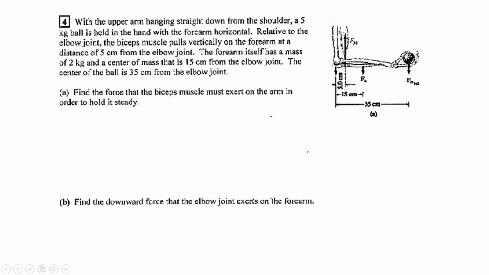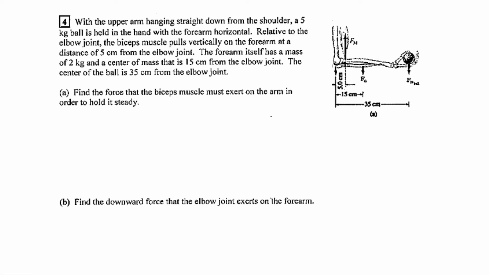Okay, next problem in our long worksheet, it involves your arm. So here we've got a very crude model of how your arm works. We've got the elbow joint here. We're imagining we've got our upper arm here vertical and then our forearm horizontal, and we're extending it and holding a ball in our hand. It's a 5 kilogram ball held in our hand. And we're told that relative to the elbow joint, the ball's center is 35 centimeters from the elbow joint.